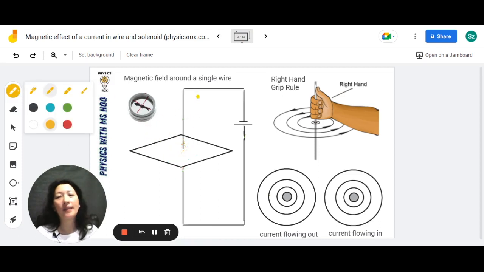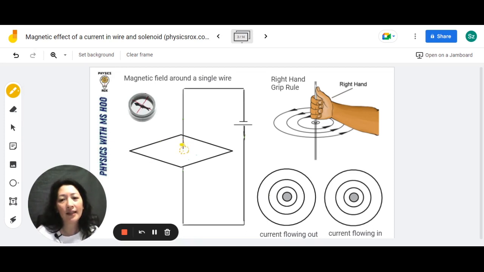Now, if this circuit was complete and there's current flowing through, you'll find the iron filings, which I will color in yellow over here for a little bit of clarity and to be able to differentiate the different colors here. So let's say these are the iron filings. You'll find that the iron filings will form circular shapes around this wire.